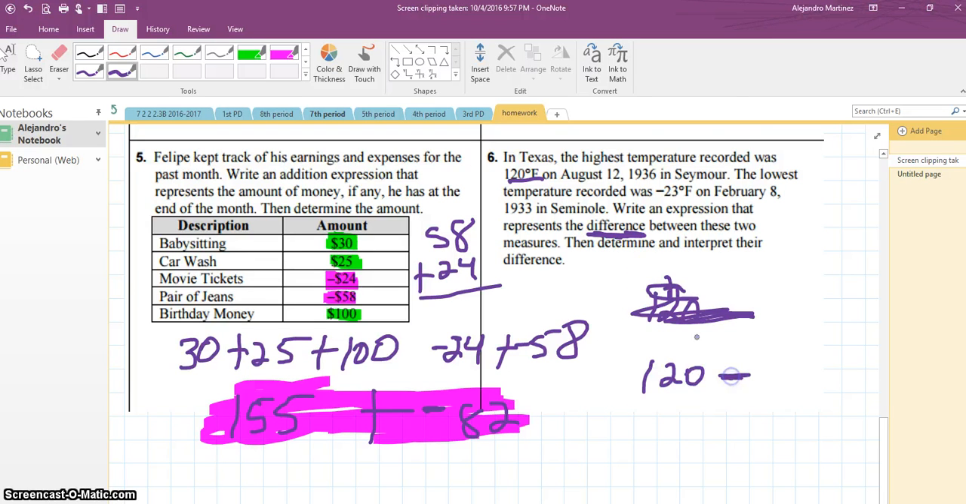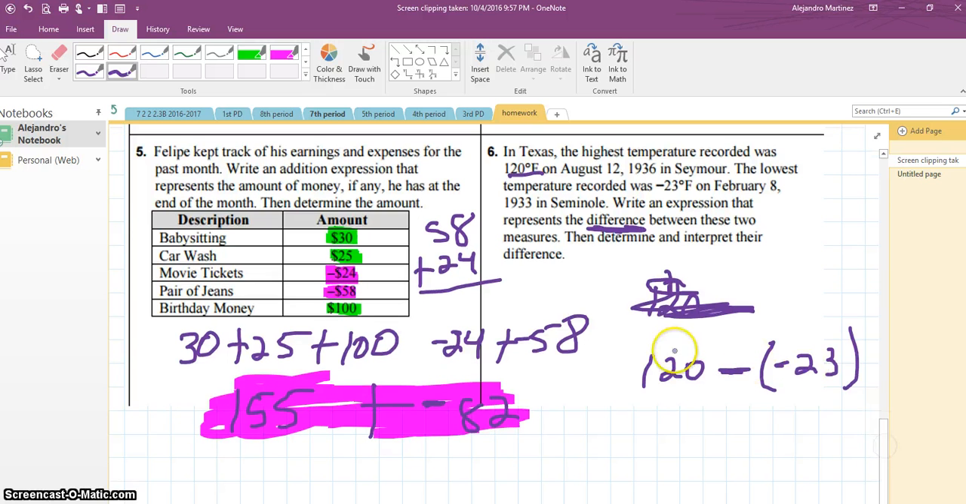120, the difference, subtract. Okay, por eso puse restar porque dice diferencia. Negative 23, so negative 23. And then from here, all you do is KFC, keep, flip, change. So 120 plus 23. Find the answer and solve it, and you'll get the answer.